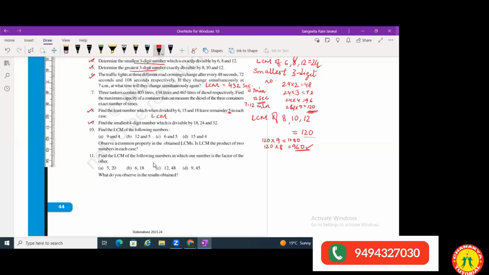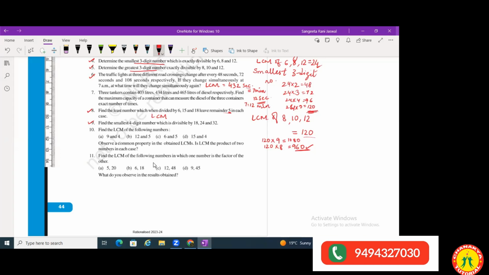Okay, next one. Soumya, read the next question. Yes, ma'am. The 9th question. Find the smallest 4-digit number which is divisible by 18, 24, and 32.